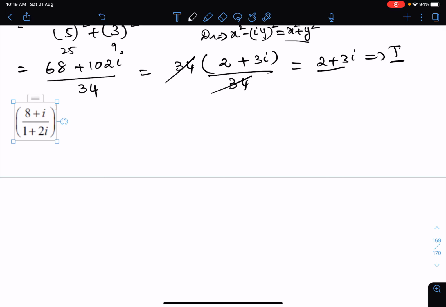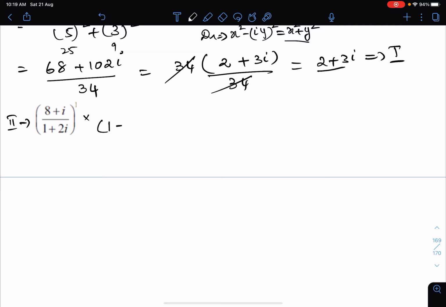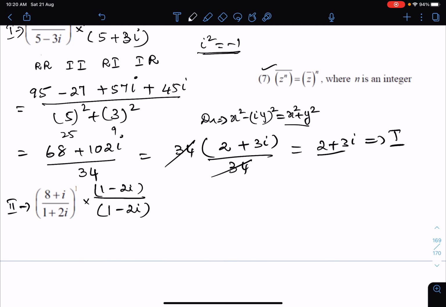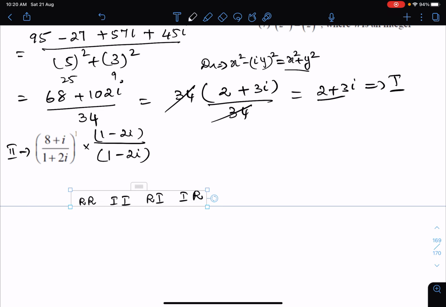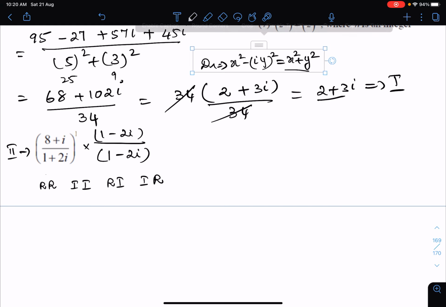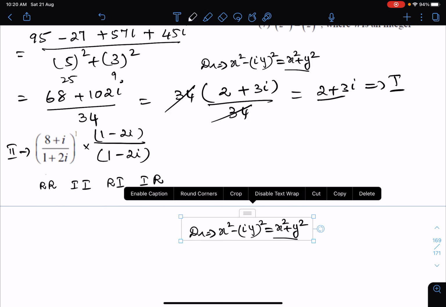Now for the second one, again here also this is going to be our 2. This is our second Roman letter. So here also you are going to multiply by your conjugate 1 minus 2i, both in the numerator and the denominator. After multiplying you use the same rule, whatever you have done here you are going to do here, for the numerator, and this is going to be our denominator.